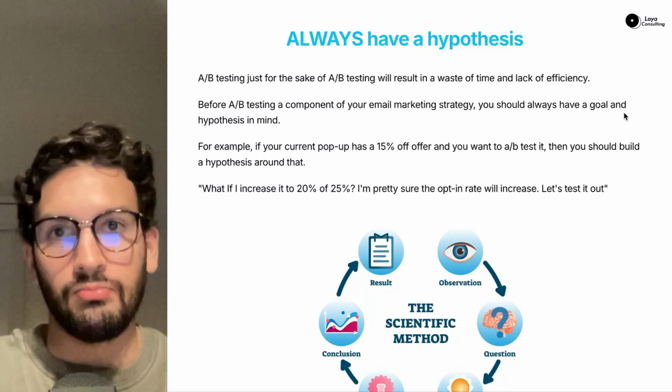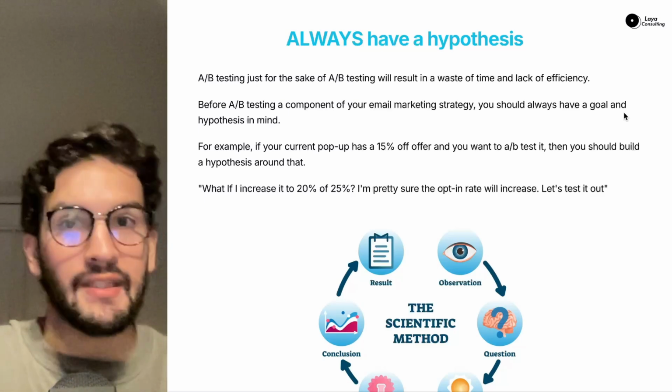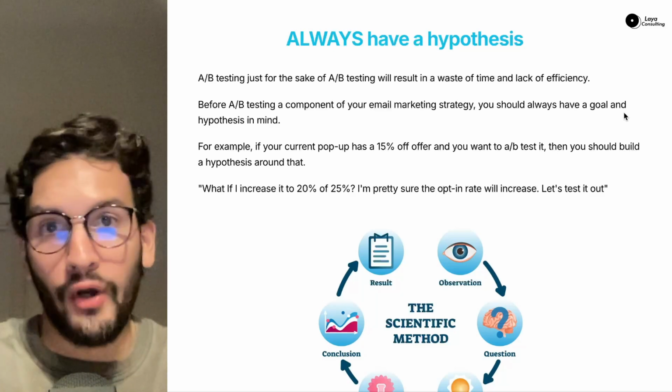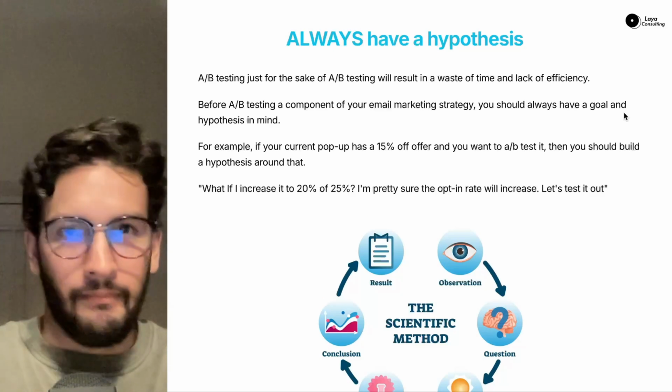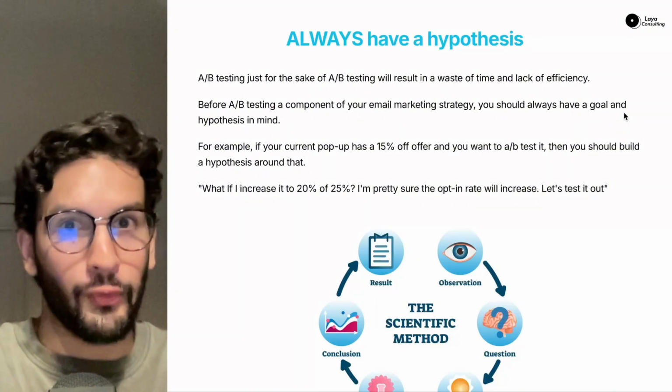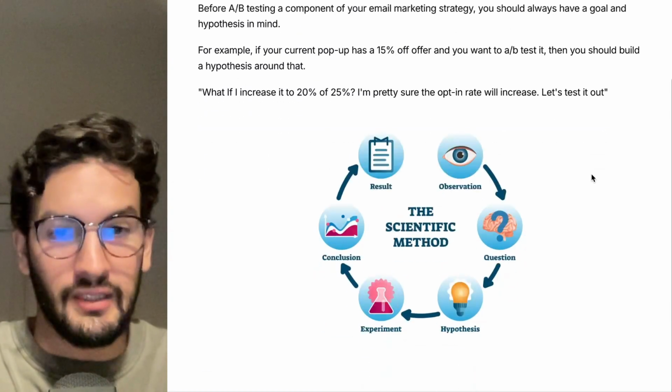So for example, you could say, what if I increase the offer from 15% off to 20 or 25% off? I'm pretty sure if I increase the offer, the opt-in rate will also increase. So let's test it out, right? So this is essentially how it works.